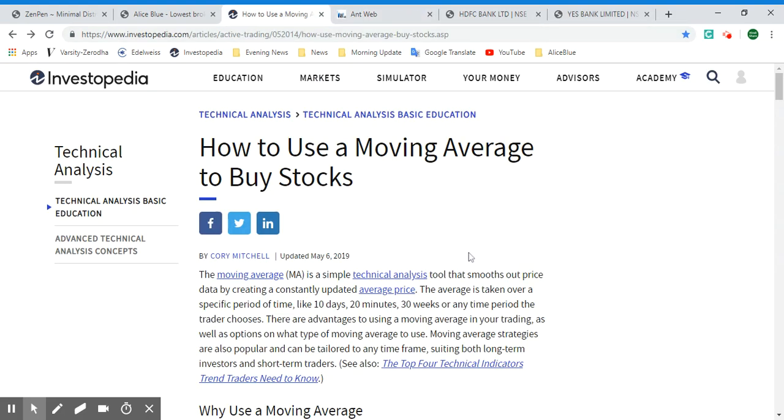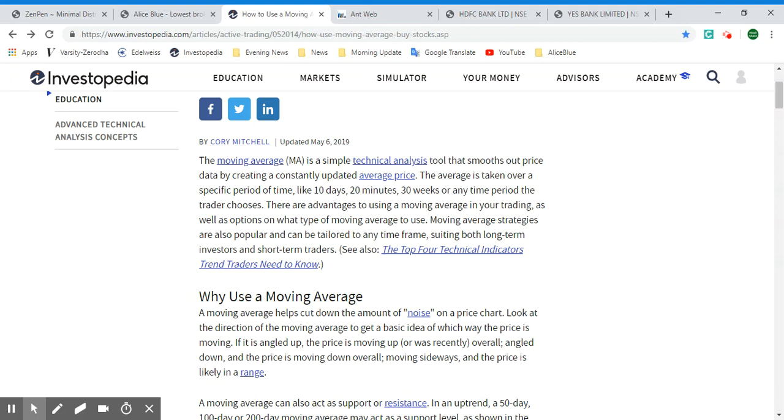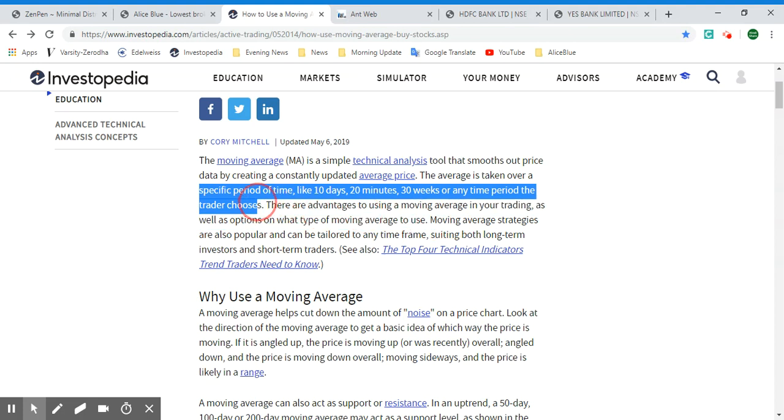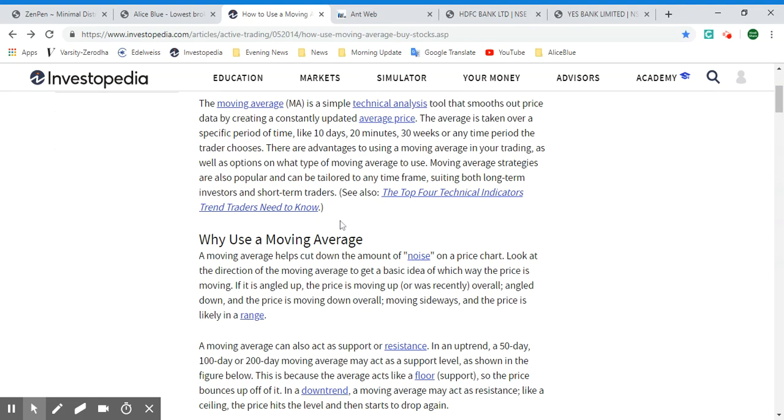So let's look at what is moving average. Moving average is a simple technical analysis tool that smooths out the price data by creating a constantly updated average price. This average is taken over a specific period of time, like 10 days, 20 minutes, 30 weeks, or any time period as the trader chooses. There are advantages to this as well as disadvantages. So let's look at some of the options.